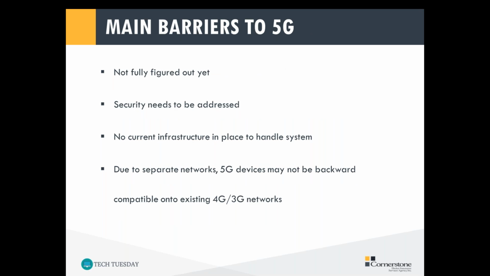Like I said, the main barrier is that it's just not fully figured out or implemented yet. Also, security needs to be addressed. We have a lot of security protocols in place for 4G networks, but we don't really have any for 5G yet. And if a hacker operates on 5G speed and you're on 4G, they're just going to dance circles around you. It means that security needs to be tightened on all of our networks.